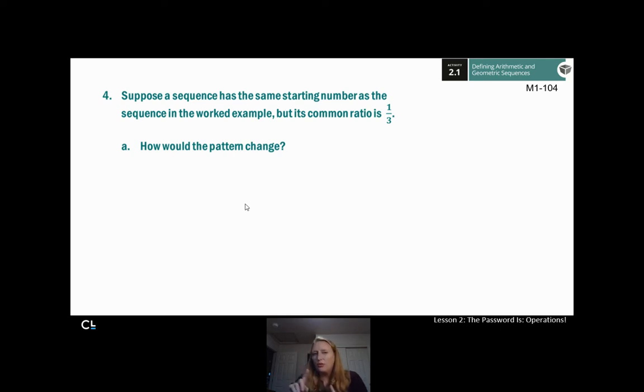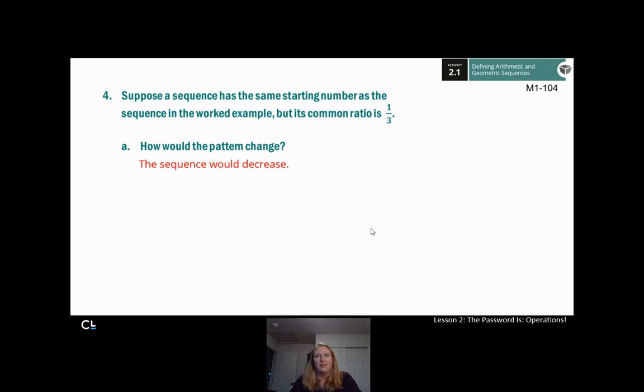So if you recall from earlier, I said that 1/2 was the same as dividing by 2, didn't I? So that means if I multiply by 1/3 times 1/3 times 1/3 times 1/3, that's the same thing as dividing by 3, which means that the pattern's really going to change because my sequence is now going to decrease instead of increase because I'm dividing by 3. My common ratio is 1/3.